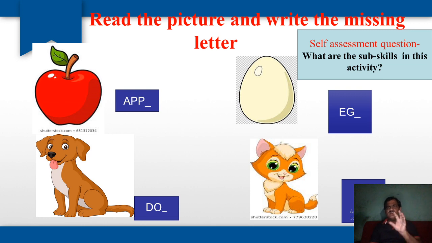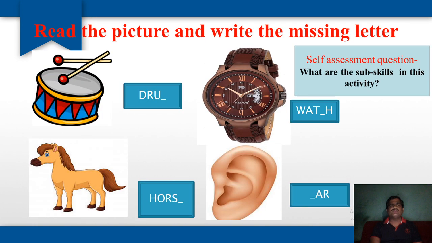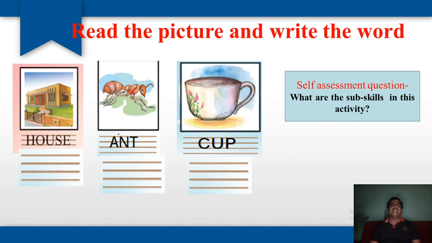If you do this activity, what sub skills are involved here? Yes, my dear students, tell. Think and say. Take some time. Okay. Proceed to the next one. Read the picture and write the missing letter. In the same order, the same thing is presented here. That is another activity. What sub skills are involved in this activity? Tell, my dear students. Okay. Proceed to the next one.